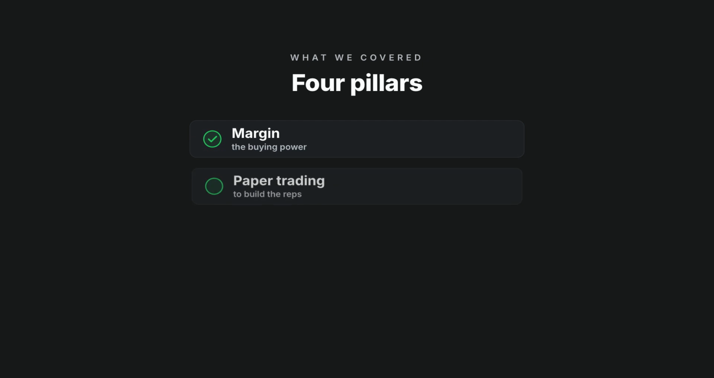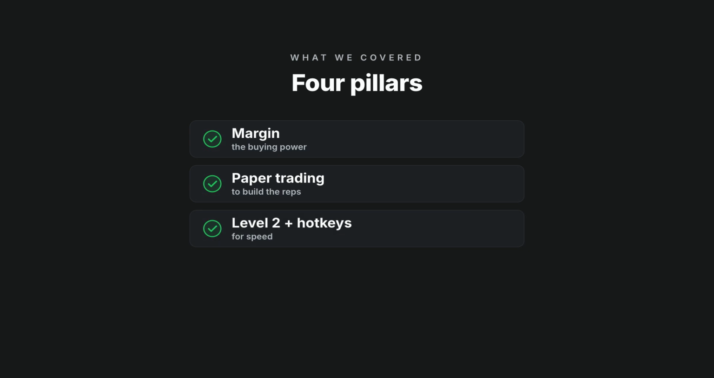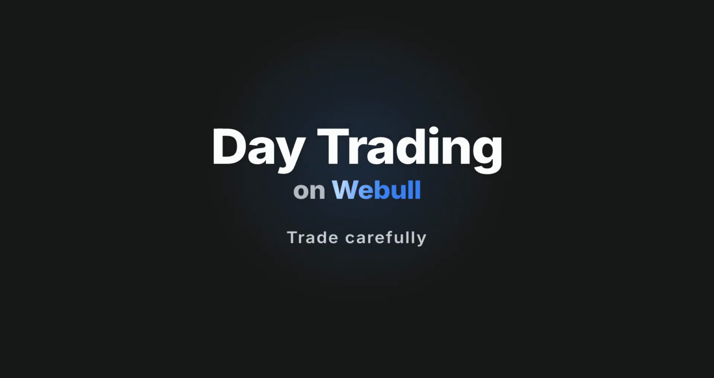And that covers it. Margin for the buying power, paper trading to build the reps, level 2 and hotkeys for speed, and the screener to find where the action is.